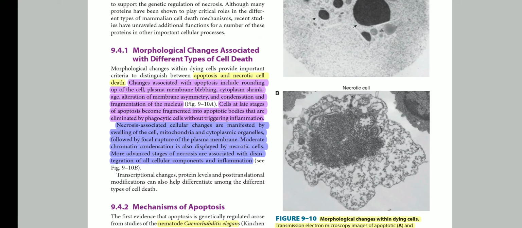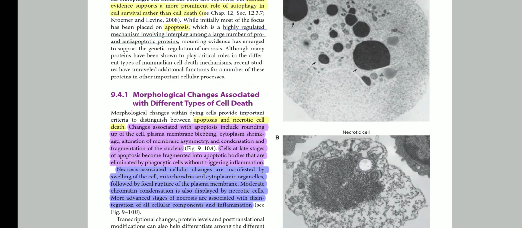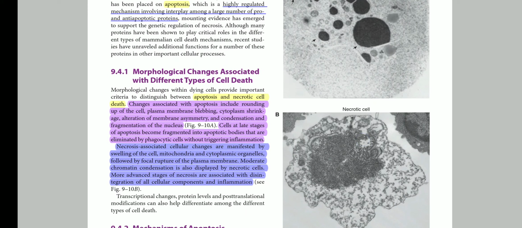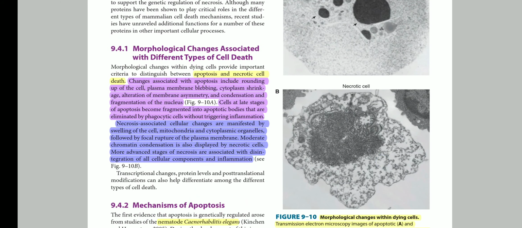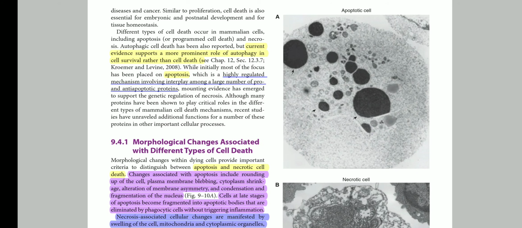First, the apoptotic cell. The changes associated with apoptosis include rounding of the cell, and plasma membrane blebbing. The necrotic cell changes are manifested by swelling of the cell, and the organelles are also swollen. You can see the swollen organelles. But in apoptosis, the plasma membrane blebs, the cytoplasm shrinks, and alteration of membrane asymmetry also occurs.